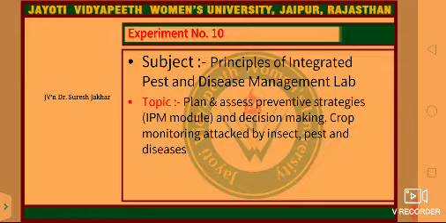Today I will discuss experiment number 10: plan and assess preventive strategy, IPM module, and decision making and crop monitoring of crops attacked by insect pests and diseases. First is plan and assessment of preventive strategy. First, grow a healthy crop.